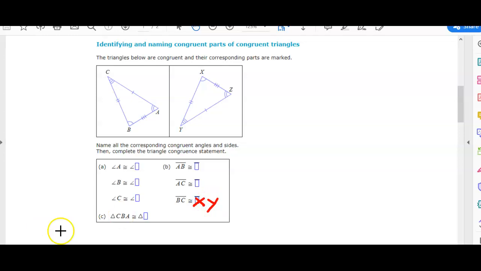Okay, down below here, you guys, they are asking me triangle. That's what that means. Triangle CBA. That means they're starting with the C, they're going to the B, and then they're going to the A. So that's our triangle. We need to identify what they're starting with. They're starting with the 3, and then 1, and then 2. So we're going to go 3, and then 1, and then 2.